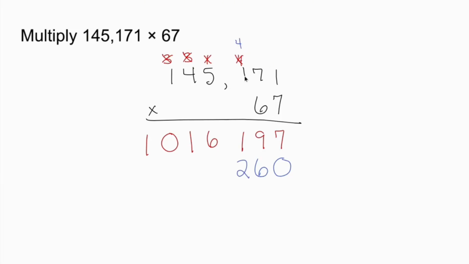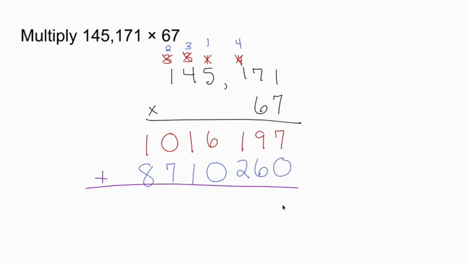6 times 1 is 6. 6 plus 4 is 10. Write out your 0, carry the 1. 6 times 5 is 30. 30 plus 1 is 31. Write out your 1, carry over a 3. 6 times 4 is 24. 24 plus 3 is 27. Write out your 7, carry over a 2. And 6 times 1 is 6. 6 plus 2 is 8. Write out your 8. And now we're going to add these huge numbers together.